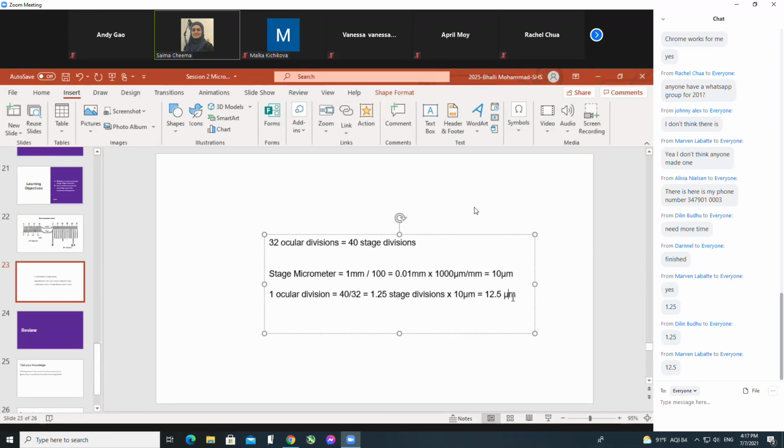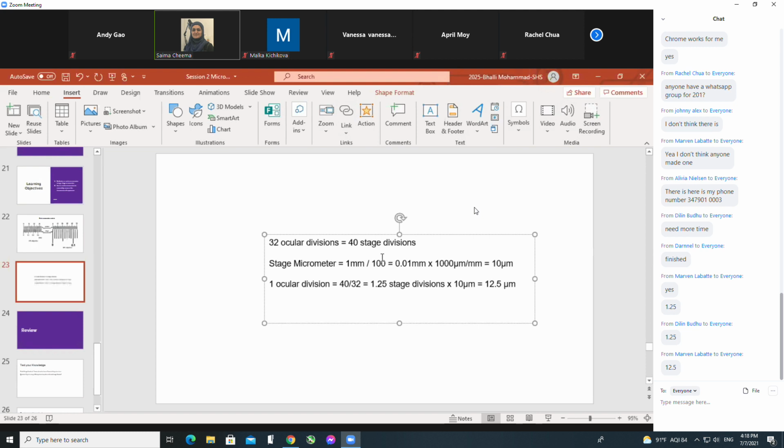Now we only know this for 10x. You need to do the same thing for 40x as well as 100x, okay? Any questions on this? All right, so go ahead and do it for 40x and 100x.